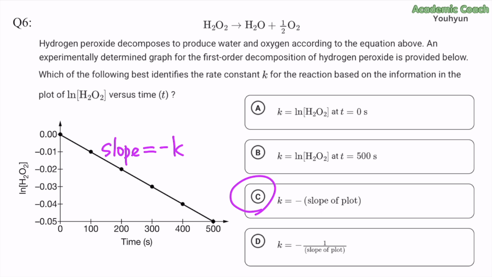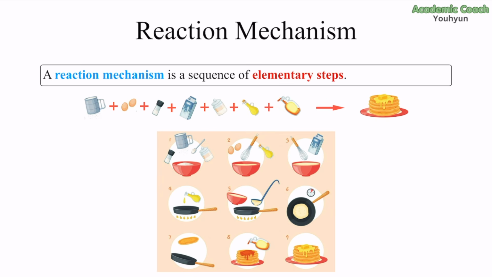As you can see, if you are very familiar with integrated rate law, it's very easy for you to figure out K or the rate law for any given reaction. Now, to understand how the other three affect the reaction rate, we need to understand what reaction mechanism is.